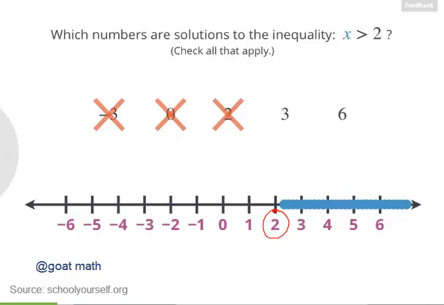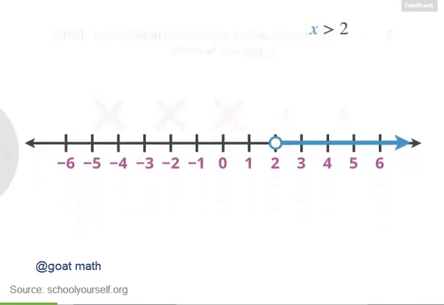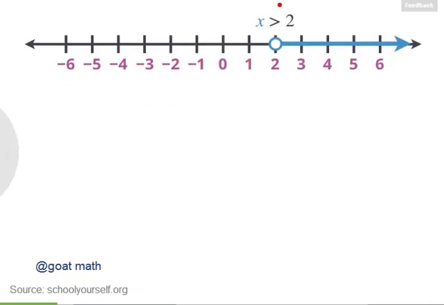But the number 2 itself is not greater than 2. It equals 2. So to make it clear that 2 is not part of our graph, we can put a hollow or open dot at 2. So which numbers are greater than 2? Not the number 2 itself, but every number to the right of 2. Now instead of drawing lots of dots, you can draw this as an arrow pointing to the right. So this is the graph for the inequality x is greater than 2.